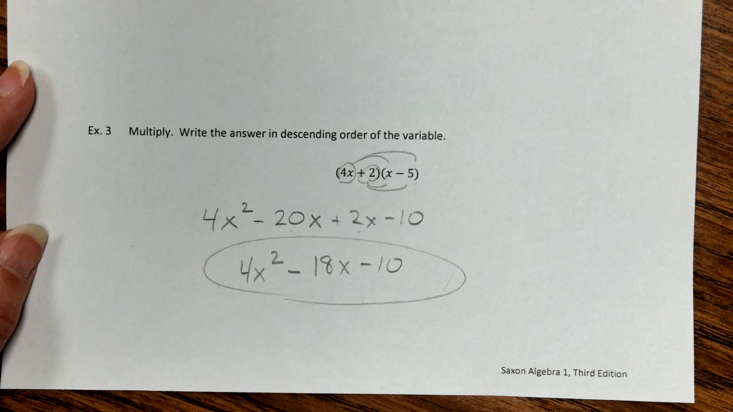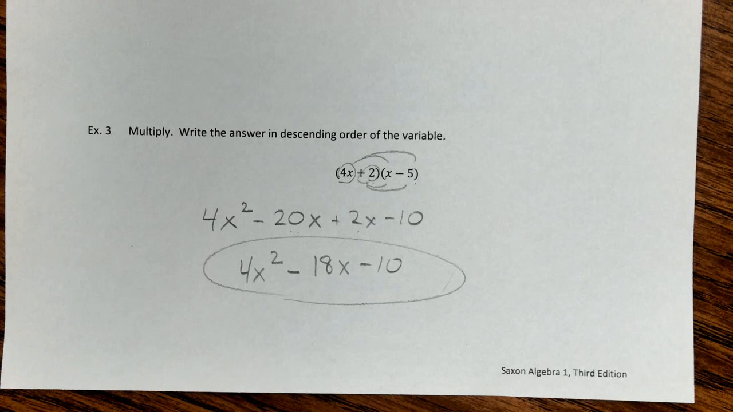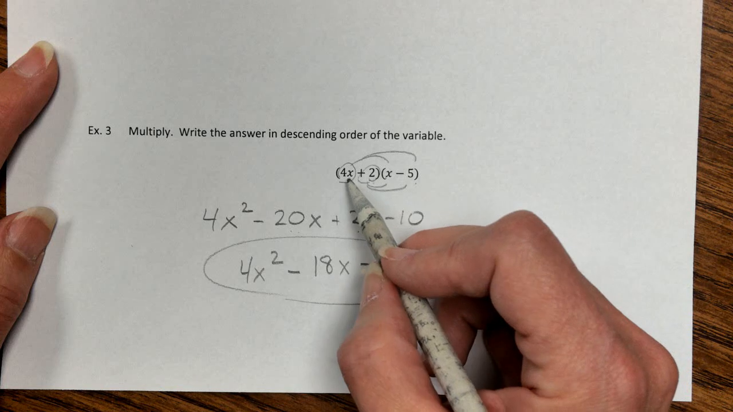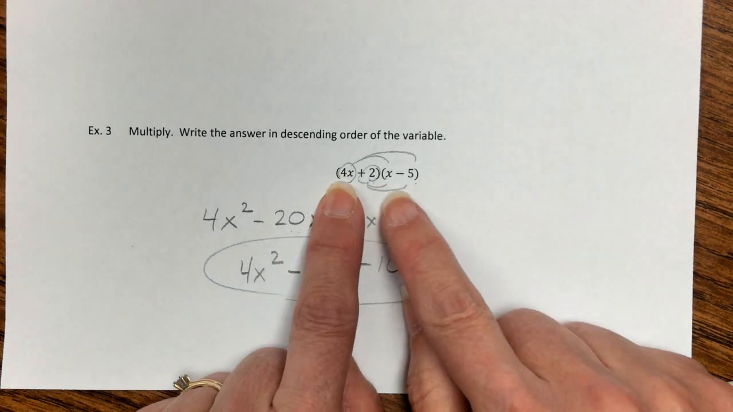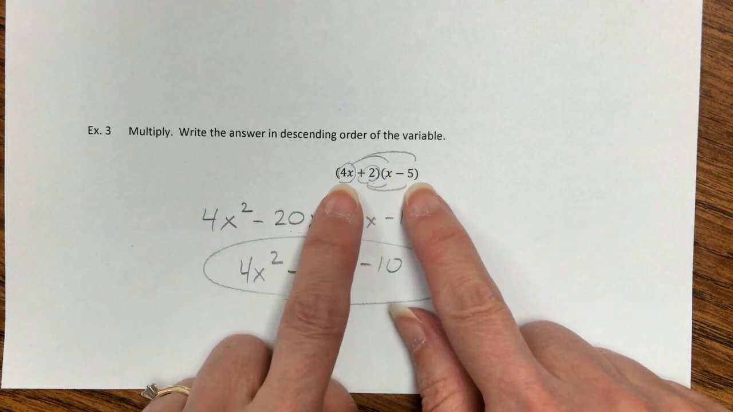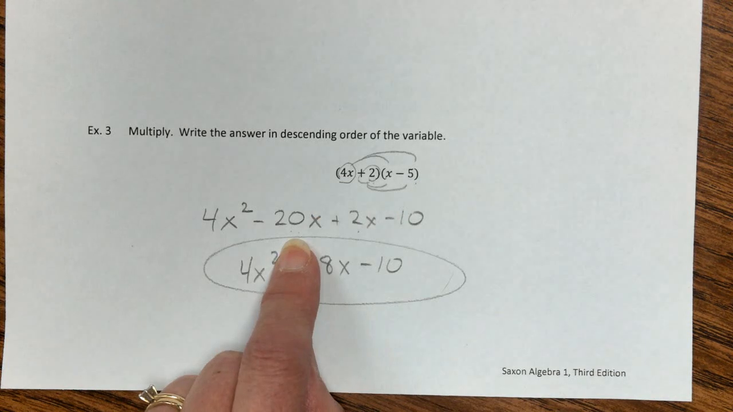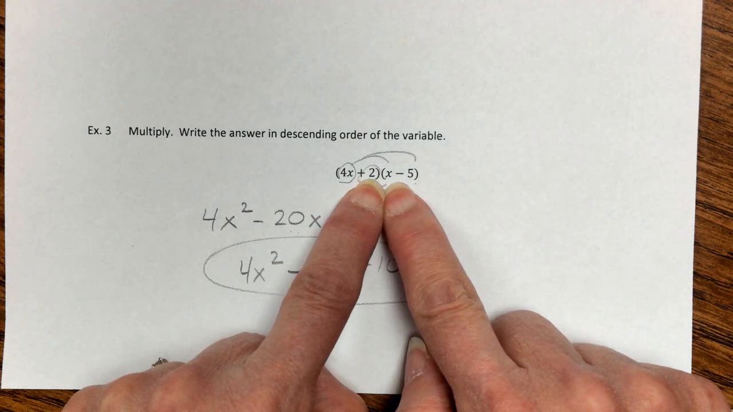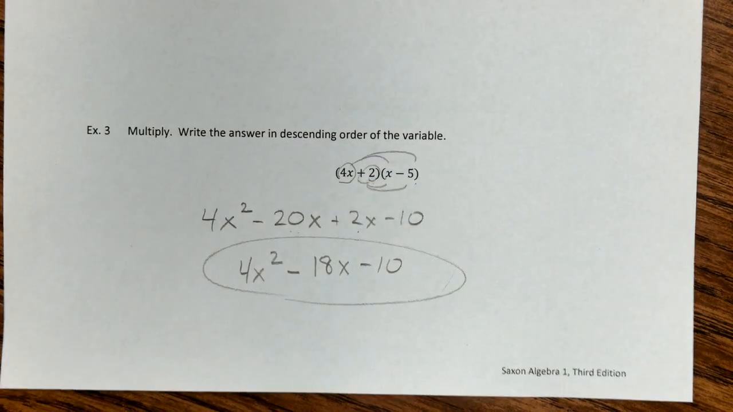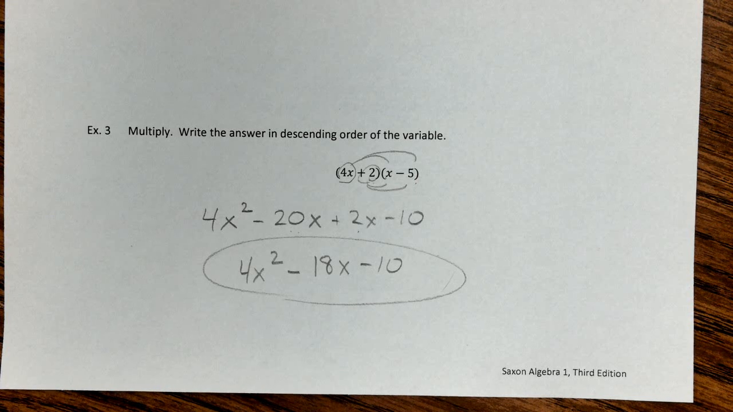These problems have a very special nickname, and I should have had my FOIL letters ready for you. These are FOIL problems. When you're multiplying a binomial times another binomial, what we just did here is we took the first times the first and got the 4x squared, and then we took the outer ones and got the negative 20x, and then we took the 2 on the inside, the inner ones, and got the 2x, and then we did the last in each set of parentheses and got that negative 10. First, outer, inner, last, and it spells FOIL.